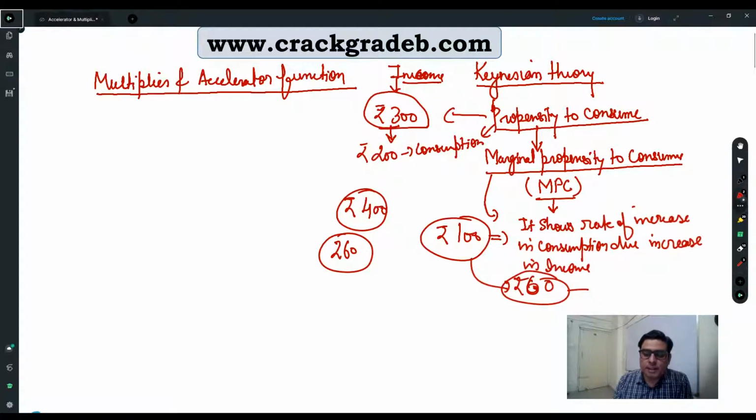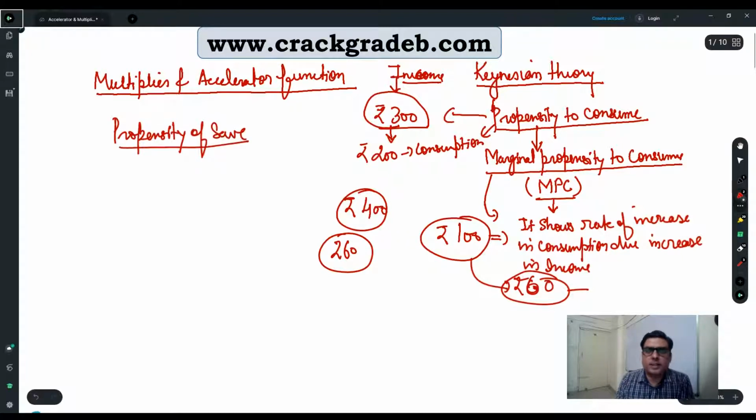Whereas the rest of the money he is saving. So if we will say, what is propensity to save? Propensity to save means how much we are going to save of our total income. That is propensity to save.